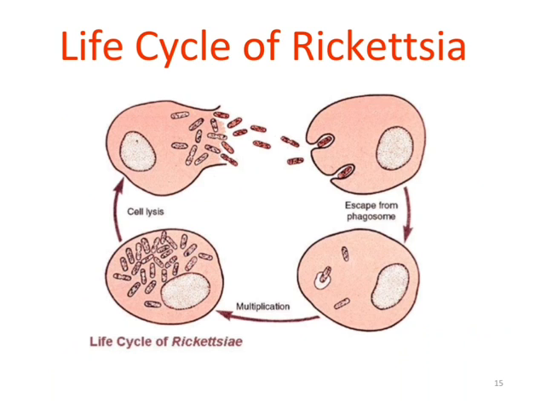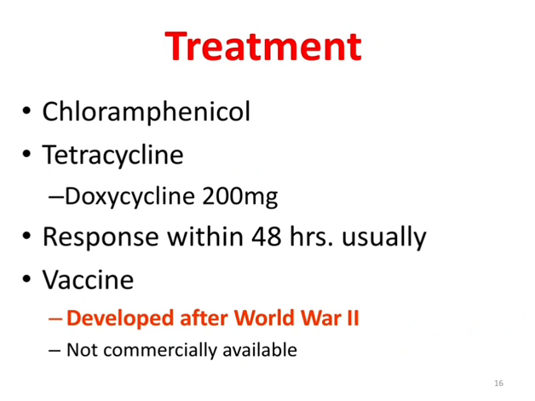The life cycle of Rickettsiae: first, the rickettsial colonies are released from an infected cell, and this colony can enter the next cell. These cells are engulfed, inducing phagocytosis. Unfortunately, these rickettsial bacteria escape from the phagosome and multiply inside the cell, and after that they lyse the cell and the new colony is released out. This is the life cycle of Rickettsiae.